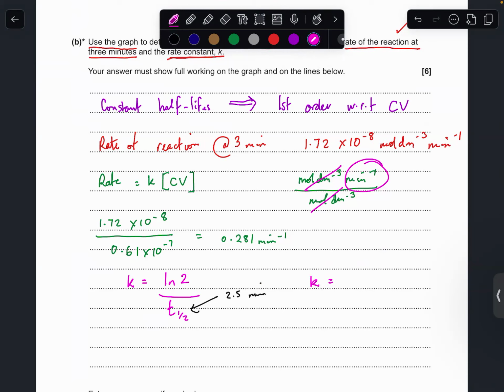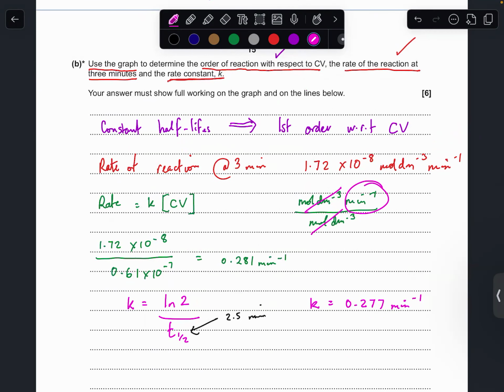So if you, on your calculator, do natural log of 2 divided by 2.5, you'll get K equal to 0.277, which is very close to this as well. And the units are per minute. So this is an alternative way to work out the K constant. And I believe we have worked out everything and we've got our answers.